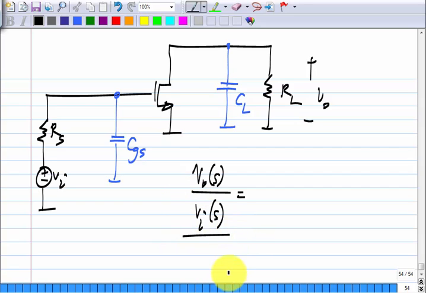Please evaluate this. Assume the usual model for the MOS transistor and you can ignore GDS because after all, even if it is there, that can be included in the load resistance. So, the MOS transistor consists only of some transconductance GM. Please evaluate this. What is the transfer function?